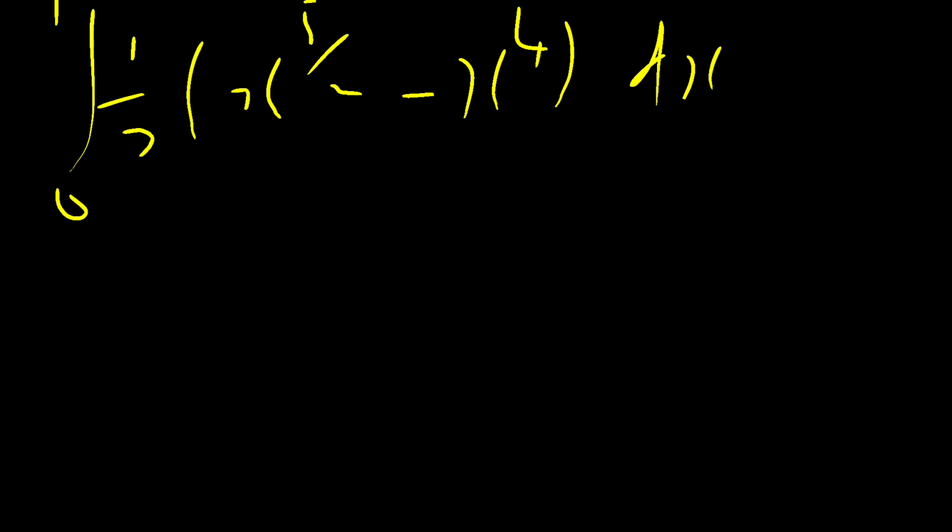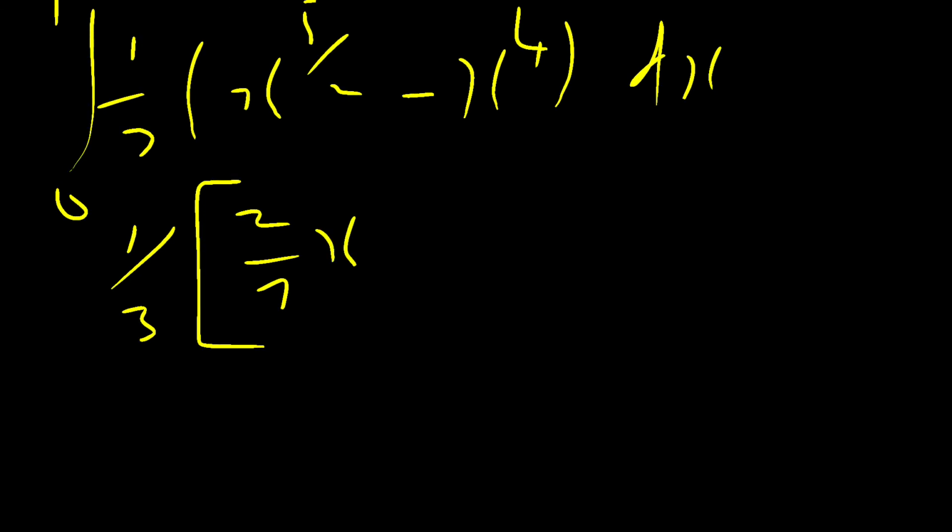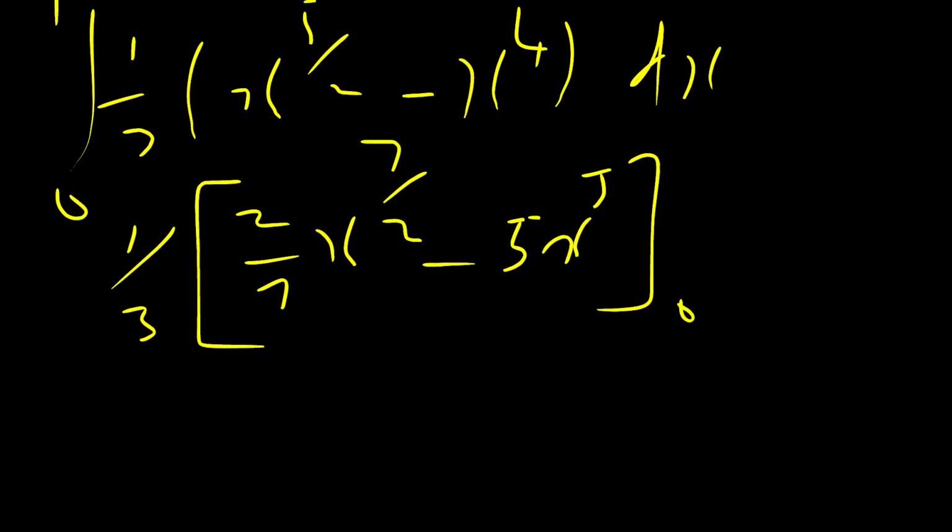So if we factor out this, we can have 1 over 3 outside there, so that this is 7 over 2. That becomes 2 over 7. So this becomes 2 over 7, okay, 2 over 7 x power 7 over 2, take away, and this one becomes 5x power 5.